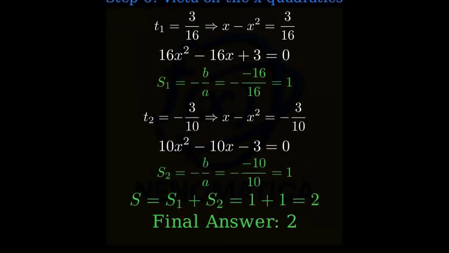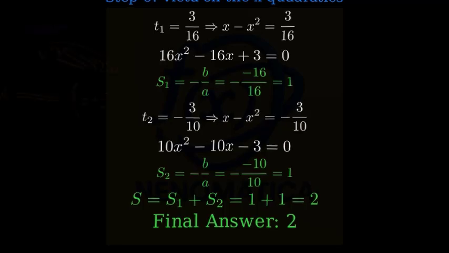We followed the exact structure: combined fractions, simplified, substituted t equals x minus x squared, formed and solved the quadratic in t, and used Vieta to add the sums of roots from the two resulting quadratics in x. The final sum of the roots of the original equation is 2.